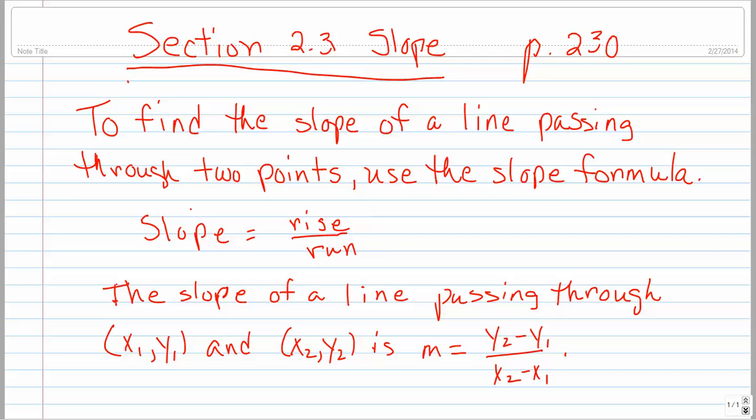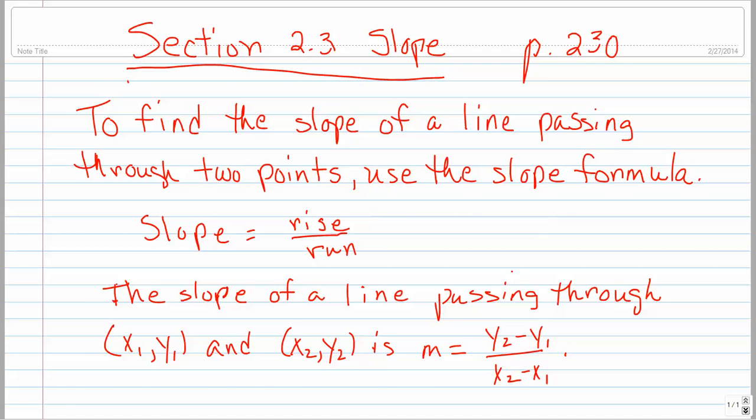Now, the slope is the slant of a line, and so we think of slope as being the rise over the run. And the rise would be your vertical distance, how far up and down you're going, and then the run is the horizontal distance, or how far right or left. And remember, in a coordinate plane, up is positive, down is negative, right is positive, and left is negative.